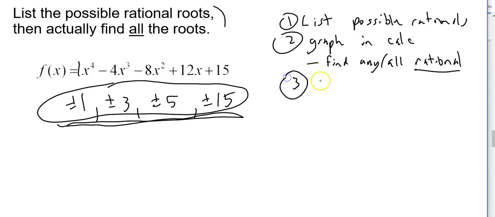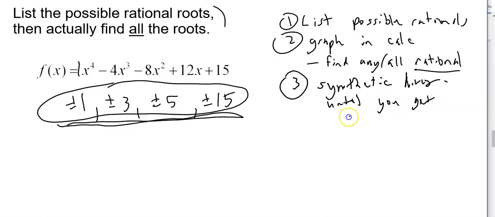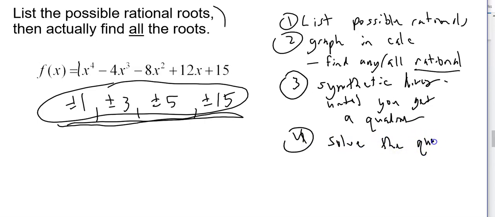Step 3 would be to synthetically divide them out, synthetic division, until you get a quadratic. And step 4 would be solve the quadratic. Usually that could involve factoring, but most likely it's going to be the quadratic formula, or just set it equal to 0 and solve. So solve the quadratic.